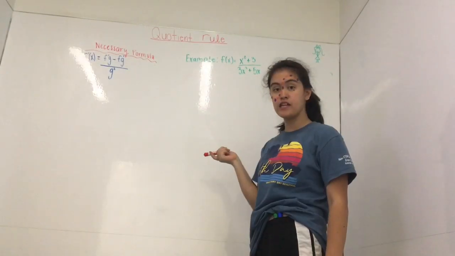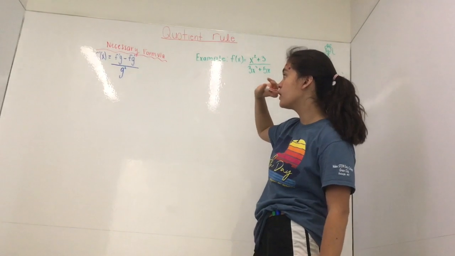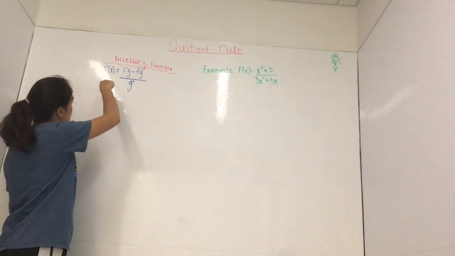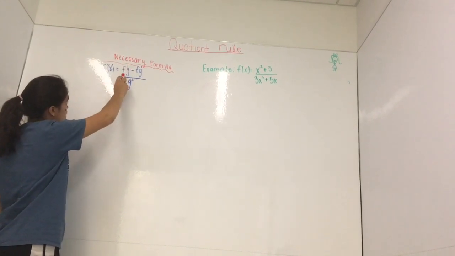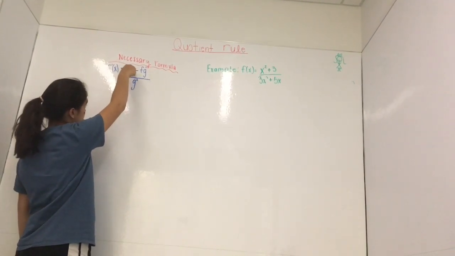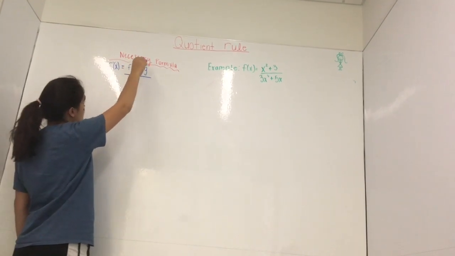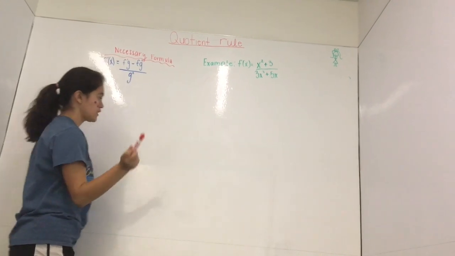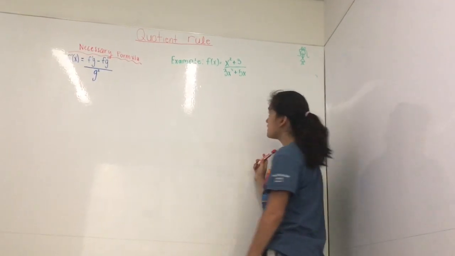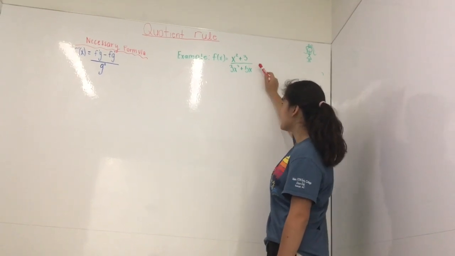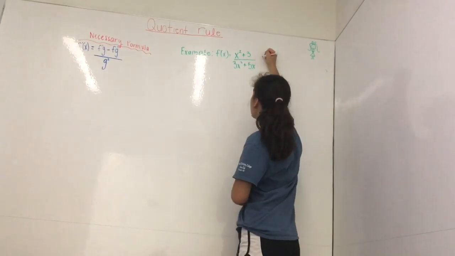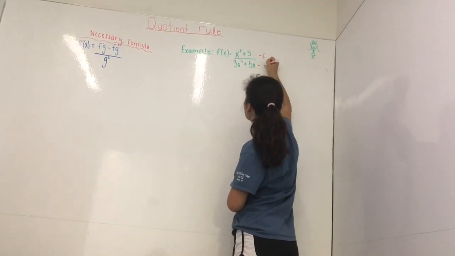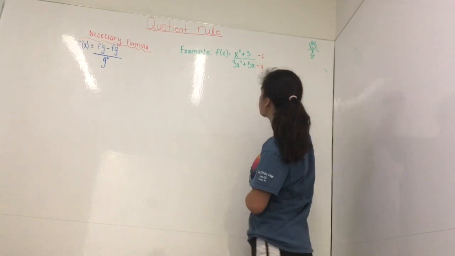In this portion of the video, we're going to be learning about the quotient rule. The necessary formula for the quotient rule, to find the derivative of any such function, is the derivative of f times g minus f times the derivative of g, all over g squared. Since it's the quotient rule, the two things are dividing.